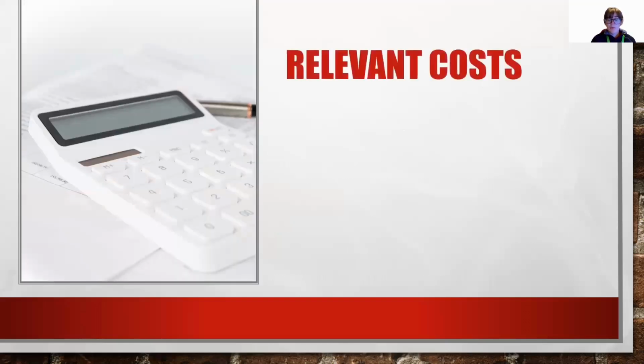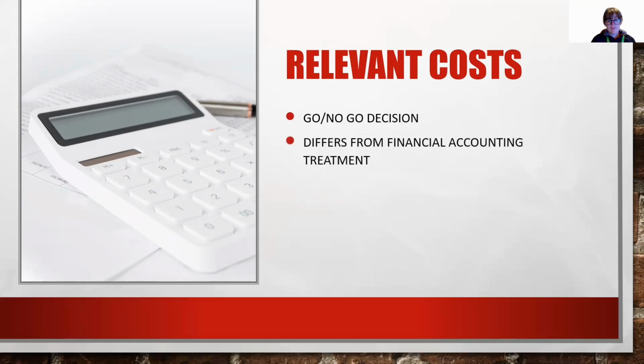So, moving on to relevant cost. What is a relevant cost? Well, it is either a go or a no-go decision. It is going to differ from our financial accounting treatment, so it is not going to include things like depreciation or provisions for doubtful debts. It is a future decision. It cannot be a cost that we have already made. We have already paid. The bill is settled. It is not something that has been a sunk cost or a committed cost. If I have already committed to make that payment, that is not a relevant cost. That decision has already been made. There's nothing I can do about it.